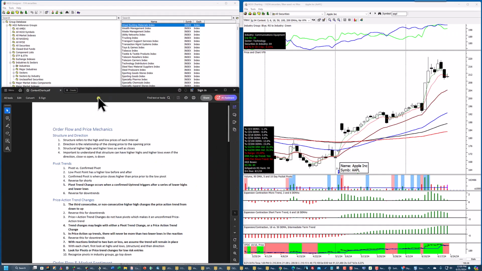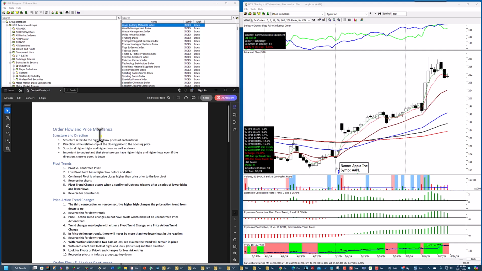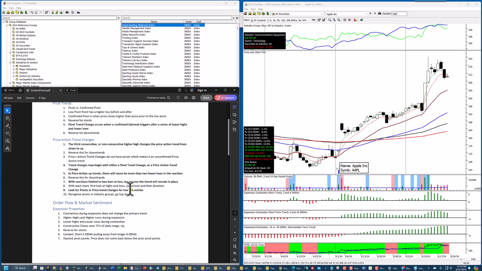So this is a PDF that's downloadable. It's based upon order flow and price mechanics. A lot of this came from a guy named Frank Bunn. That's Bunn, B-U-N-N. You can look him up on the internet, or Udemy. There's a lot of his courses on Udemy, and some of them are very good. And the ones where he discusses order flow and price mechanics are especially good. So I use a lot of his techniques, a lot of things of my own too.